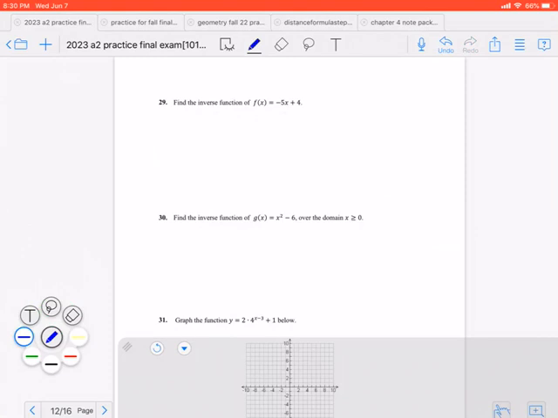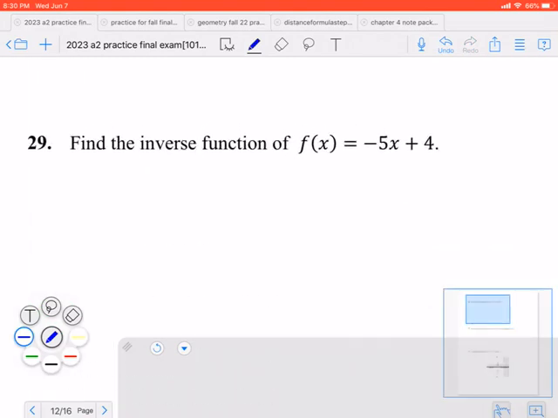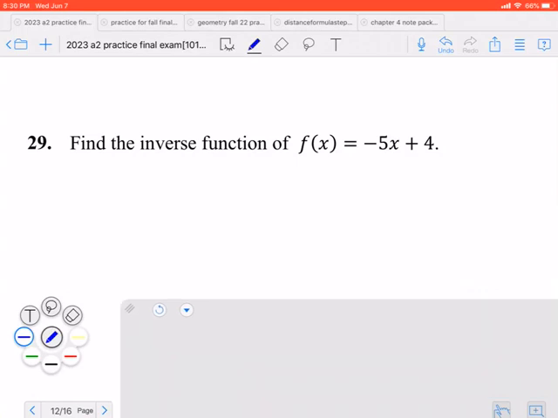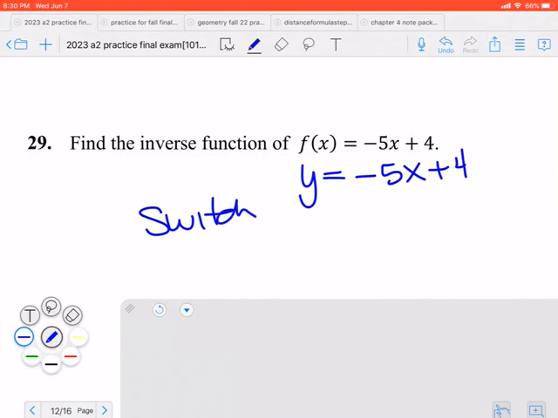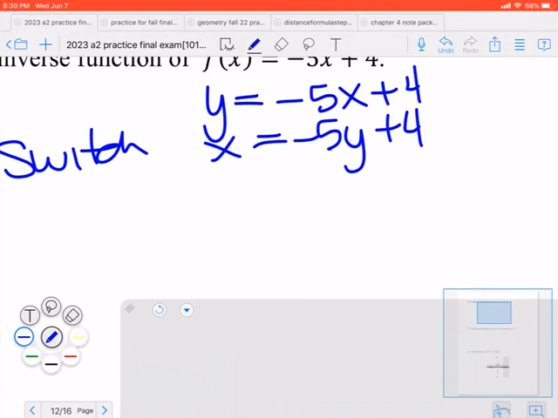29. Find the inverse. Okay, excuse me, inverse. So first we write the f of x as a y, and then we do our switcheroo, make the x a y and make the y an x. So we did the switch and now we solve it for y.